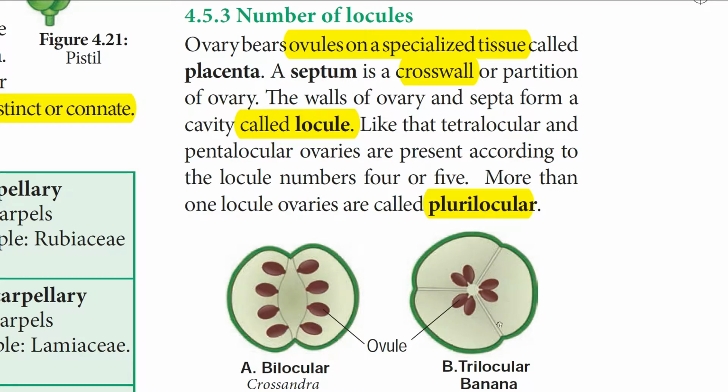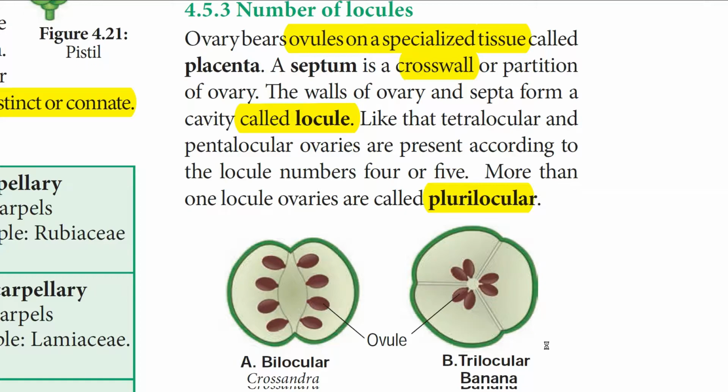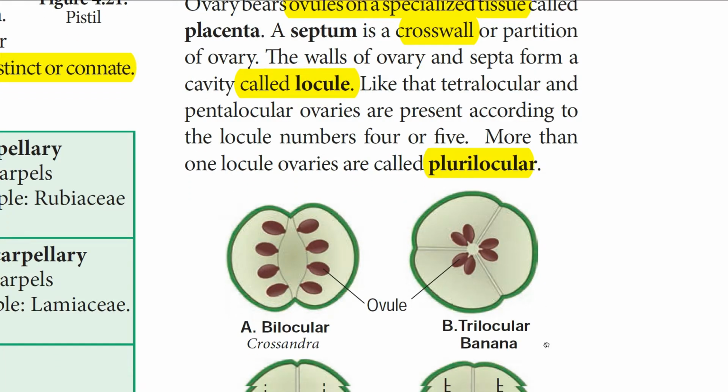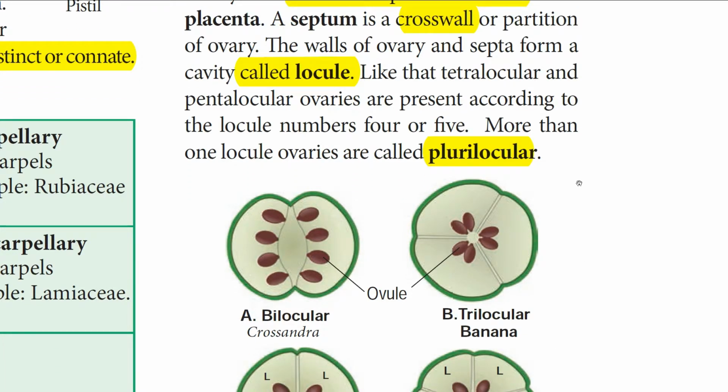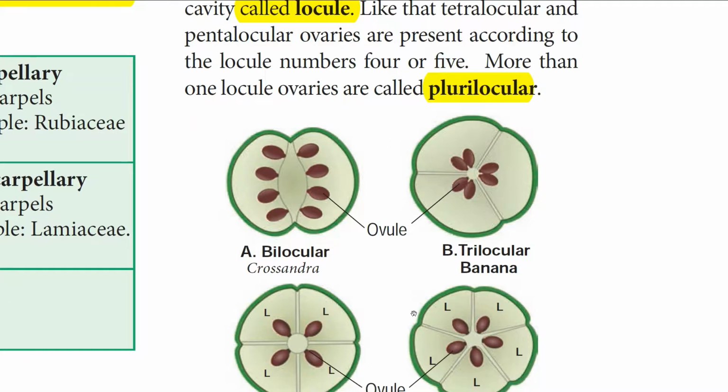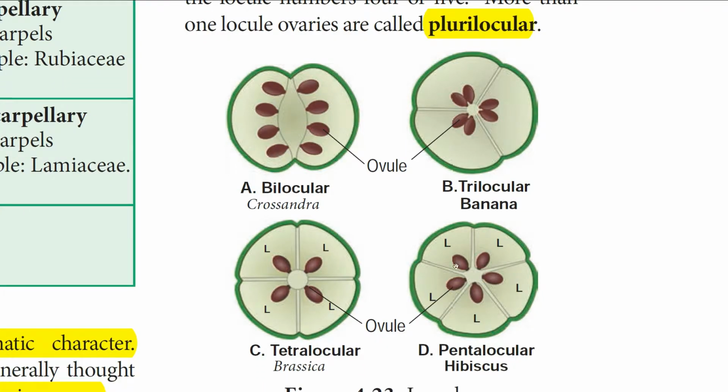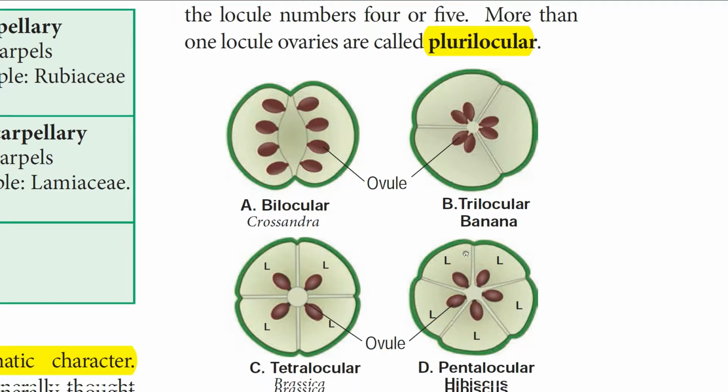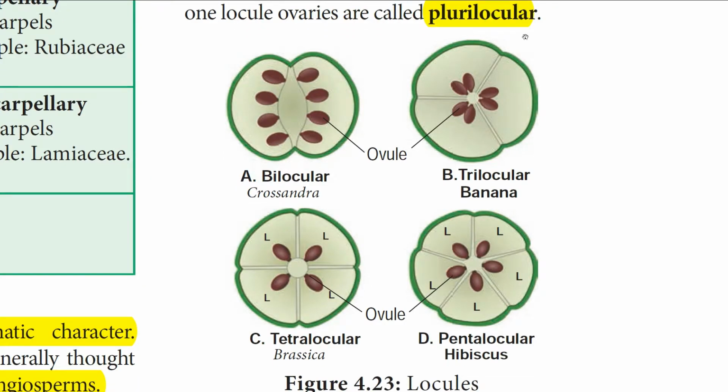So this is having three locules, 1, 2 and 3 locule. Here there are only two locules because the placenta divides the ovary into two partitions. This is bilocular, example Crossandra. This is trilocular, example banana. So according to the number of locules, the ovary may possess more than one locule: bilocular, trilocular, tetralocular, pentalocular, etc. If they are having more than one locule, then it is called as plurilocular.